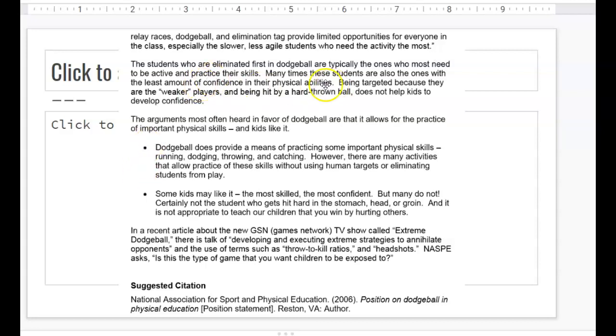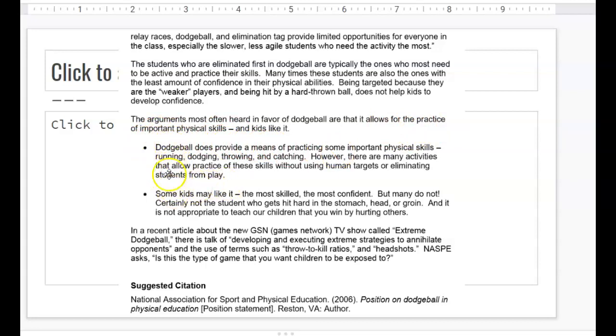The students who are eliminated first in dodgeball are typically the ones who most need to be active and practice their skills. Many times these students are also the ones with the least amount of confidence in their physical abilities, being targeted because they are the, quote, weaker players, and being hit by a hard-thrown ball does not help kids to develop confidence. The arguments most often heard in favor of dodgeball are that it allows for the practice of important physical skills and kids like it.